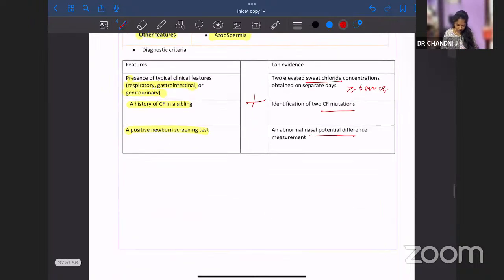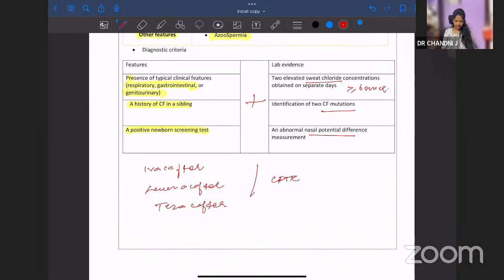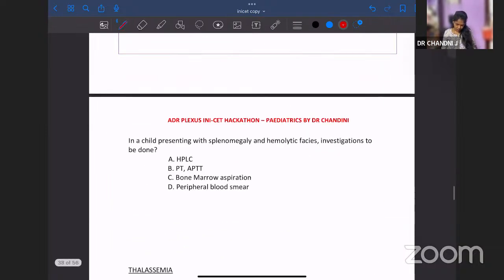Okay. Now, coming to the treatment. You have something called CFTR modulators. What are they? Ivacaftor, Lumacaftor, Tezacaftor. These are CFTR modulators. Okay. This is about cystic fibrosis.